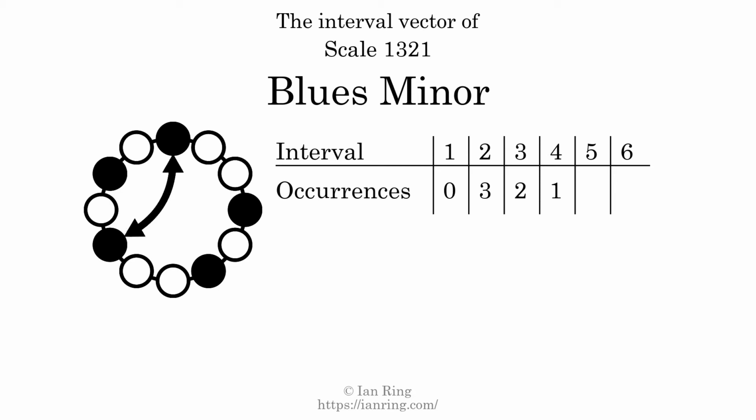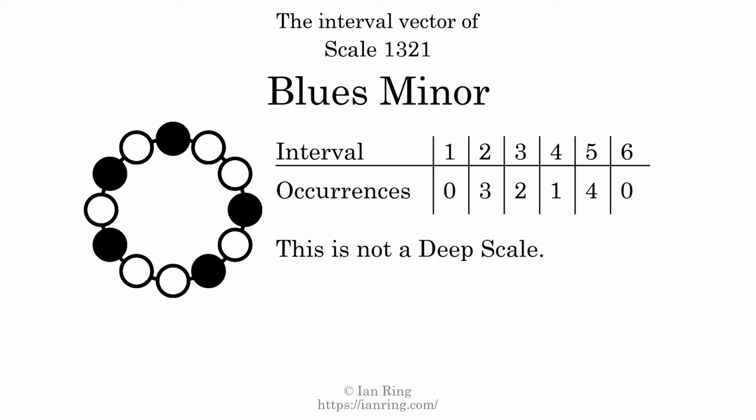It is here. There are 4 intervals with the size of 5 semitones. They are here, here, here, and here. There are no intervals with the size of 6 semitones. Each interval does not appear in this scale a unique number of times, so this is not a deep scale.